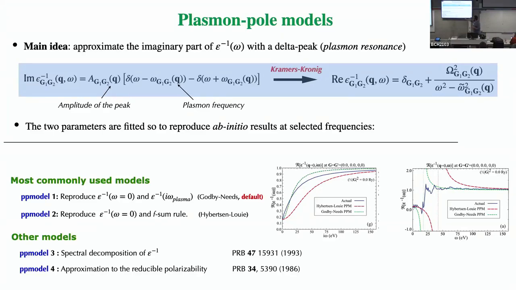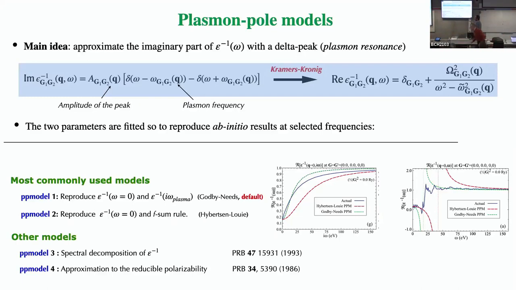And okay, I'm going to skip these two models. I'm mainly focusing on these two techniques. This one is the plasmon pole by Godby-Needs, that is the default model. In this case, we obtain these parameters in order to reproduce the ab initio values for the static limit and for epsilon minus one along the imaginary axis. We don't move along the real axis because we are going to have oscillations. The fit is not going to be stable. So this is a sort of analytic continuation.